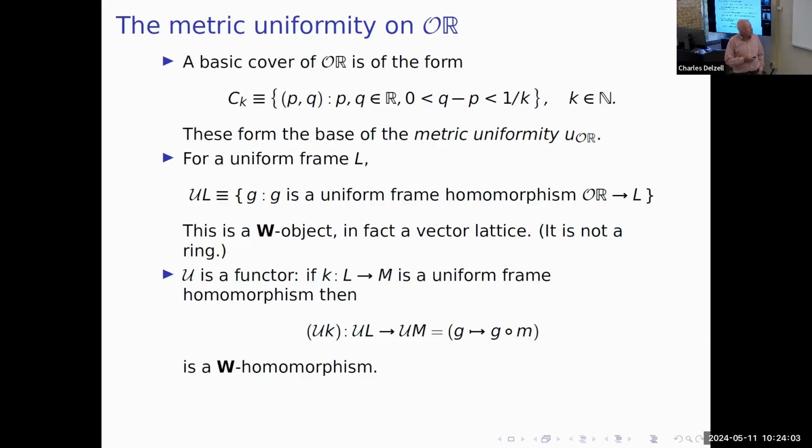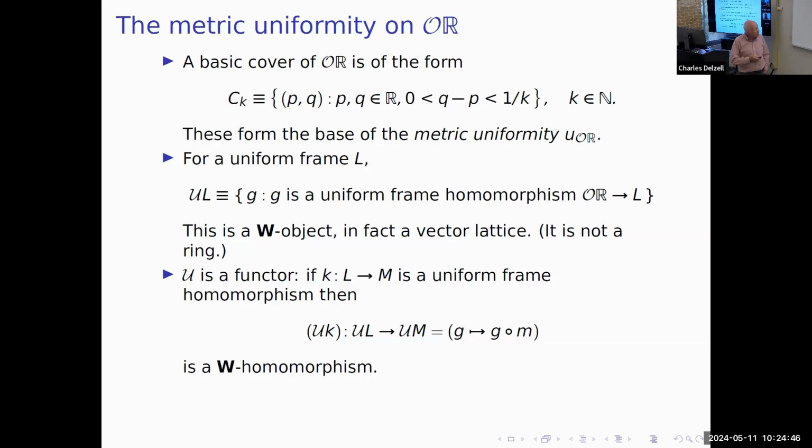The canonical uniformity on the real numbers is the metric uniformity, and there the basis is the covers of the form C sub k, I'll use that symbol, the family of all intervals of width at most 1 over k. For a uniform frame L, I will form U of L as the W object of all those frame maps from the topology of the reals into L which take metric covers to a cover in L. So those are the uniformly continuous functions.